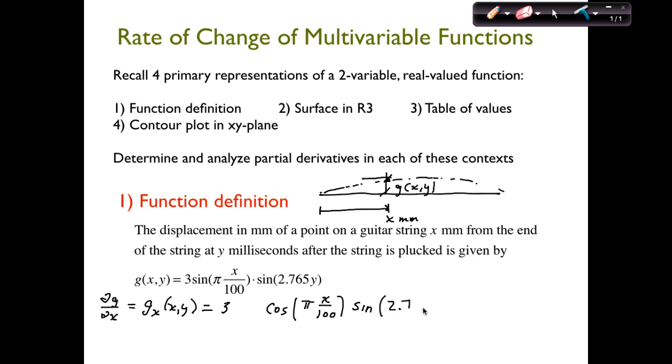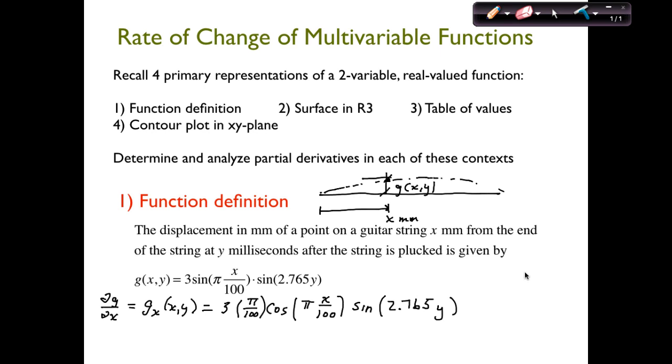If it were added, what would happen? Rate of change would be 0, right? But if it's multiplied, it's just a constant multiple. It just stays along for the ride. So that doesn't change. But then we got the chain rule, right? So when you take the derivative of sine, you get cosine, but then you need the derivative of the interior by the chain rule, which is? Pi over 100, which is what she said. So 3 pi over 100 cosine times sine.